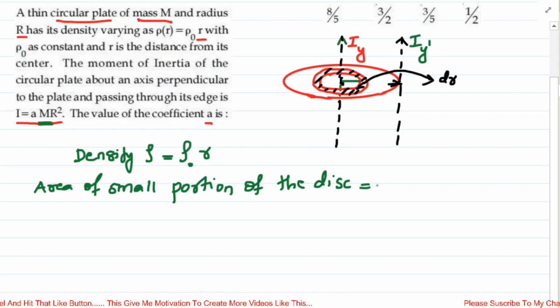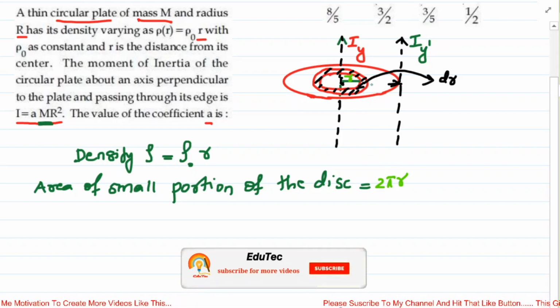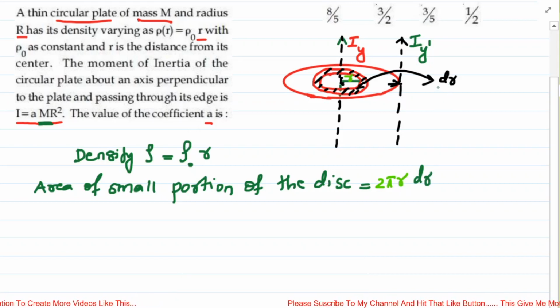Yes, is equal to, what is it? I call this small distance r, so that I can call this 2 pi r. 2 pi r is the equation for circumference, multiplied by the thickness of it. What was the thickness? The thickness was dr according to the mention which is over here. Okay, now this is the area of the small portion of the disk.